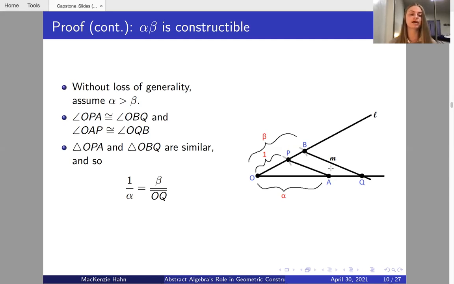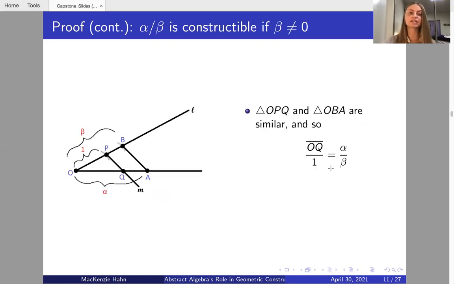And so we have that the two triangles are similar, and so their sides are proportional. We can write that 1 over alpha is equal to beta over the line segment OQ. Ultimately, we find that alpha times beta is constructible. And finally, we can find that alpha divided by beta is constructible. Creating this construction is pretty similar to the one above.